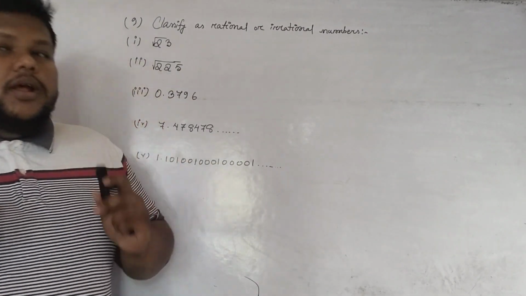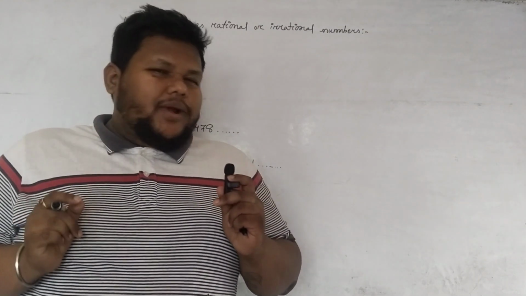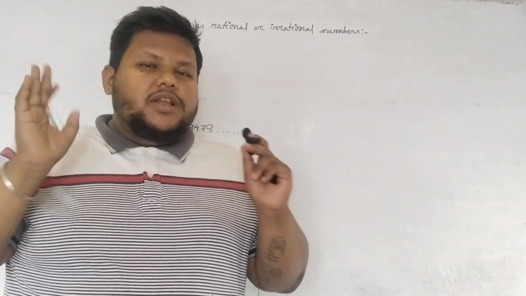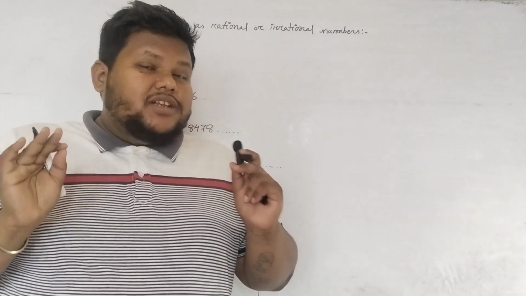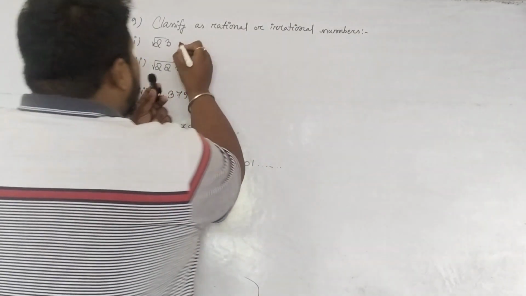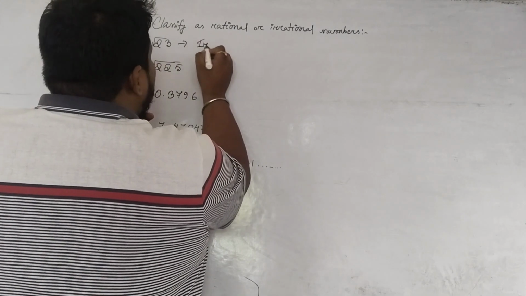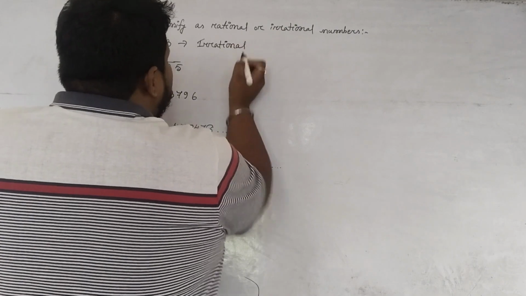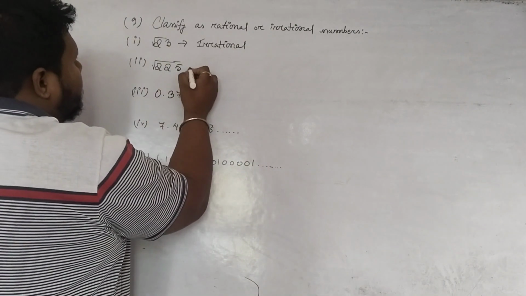Root over 23. Now you tell me, is 23 a perfect square? No, it is not a perfect square. So that means 23 will just remain in a square root. And numbers like these are always rational or irrational? They are irrational. So root over 23 is irrational. Root over 2, root over 3, root over 23, these are all irrational.